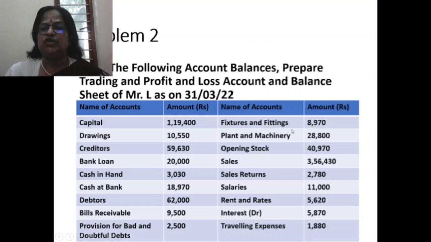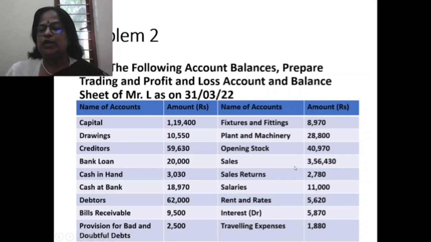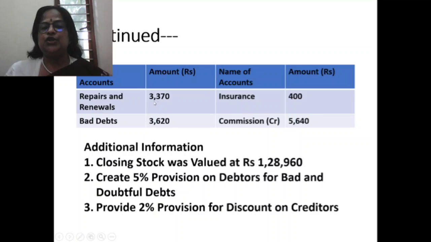Fixtures and fittings 8,970, plant and machinery 28,800, opening stock 40,970, sales 3,56,430, sales returns 2,780, salaries 11,000, rent and rates 5,620, interest debit, meaning it should be debited to profit and loss account, 5,870, traveling expenses 1,880, repairs and renewals 3,370, bad debts 3,620, insurance 400, commission credit, meaning it will come to the credit side of profit and loss account, 5,640.